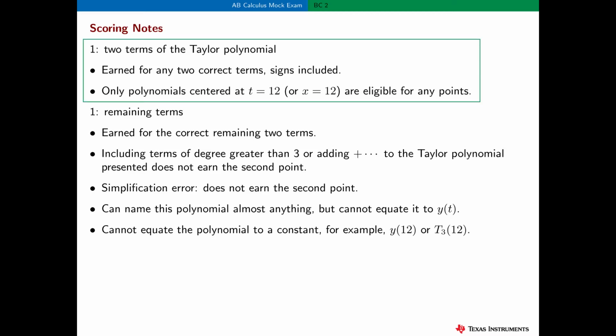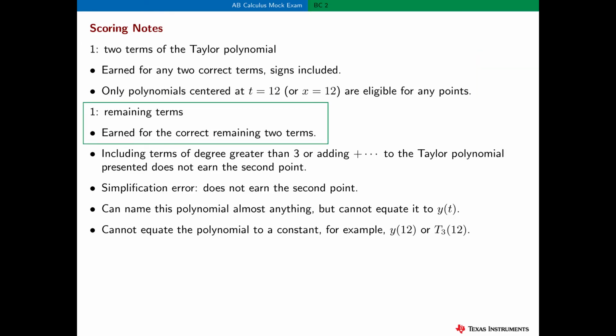The first point is earned for presenting any two correct terms, and the signs are included as part of these terms. Now, the terms don't need to be simplified, and we'll consider the very first presentation of these two terms. That is, if a student goes on to make a simplification error, then they will not earn the second point. And we'll only consider polynomials centered at t equal 12, or OK, at x equal 12. Unfortunately, if the student reflexively writes the third-degree Maclaurin polynomial for y, this will earn no points.